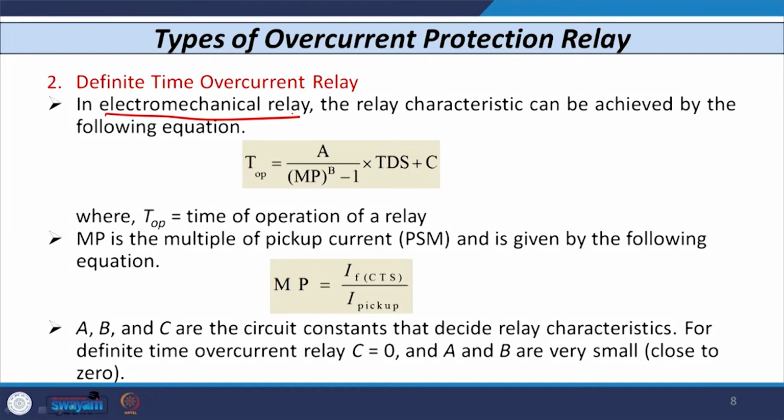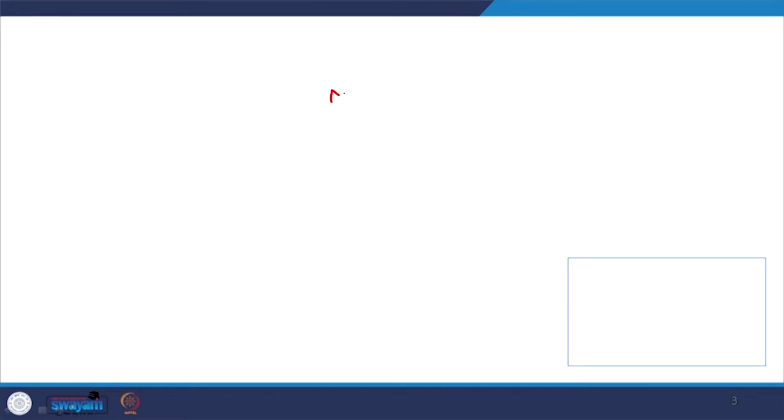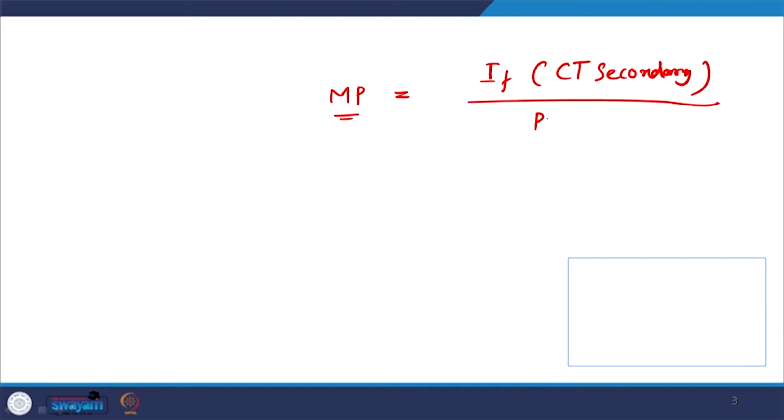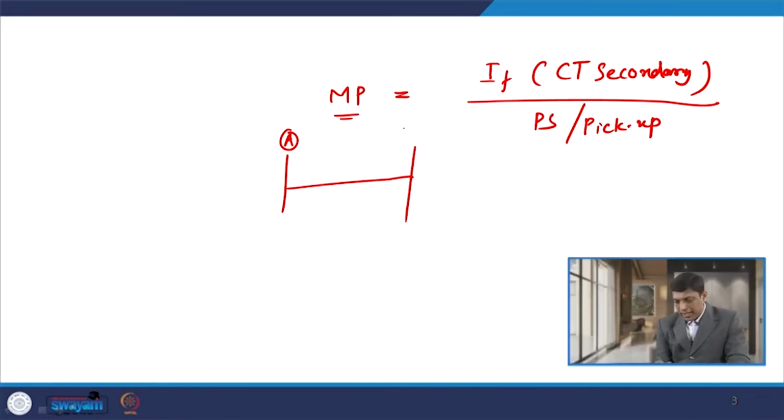The multiple of pickup current MP is defined as the fault current referred to the CT secondary side, divided by the plug setting or pickup value of the relay. Say I consider one feeder connected between two buses, A and B, and one CT, say its ratio is 100 by 1, primary 100, secondary 1 ampere, and I have connected one relay here.